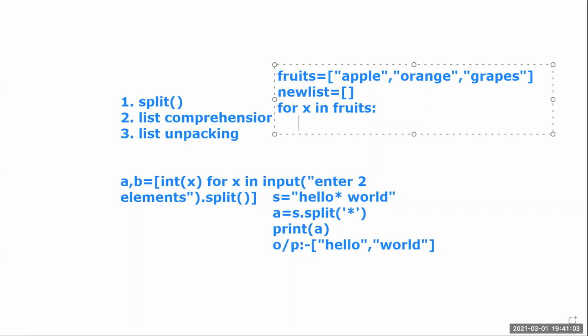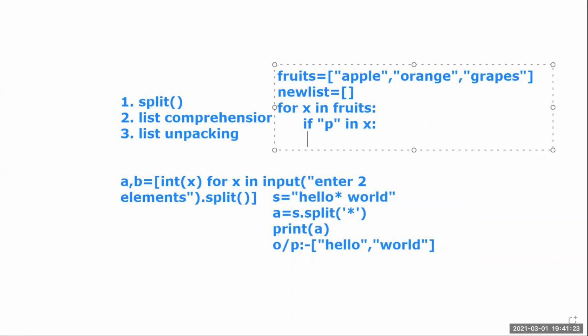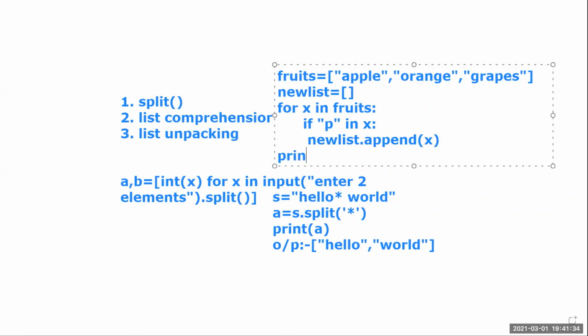So what is the condition? I am asking that the P character should be there in the iterator. If this condition is true, I am asking to append those values into my new list, and I am going to print my new list. Okay, this is the logic I have to follow. This is not list comprehension.